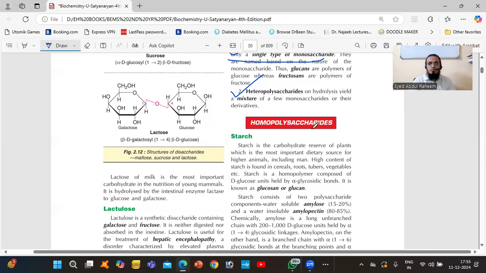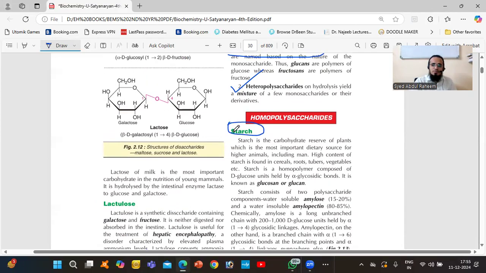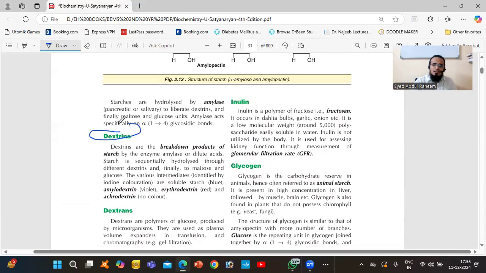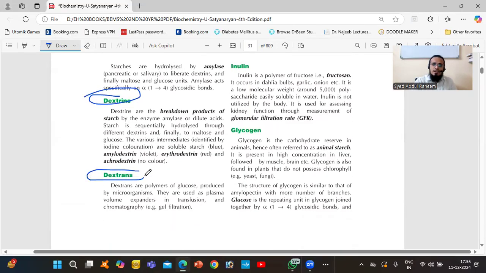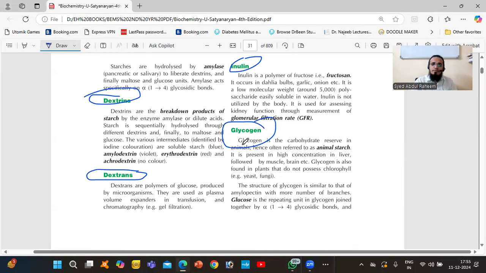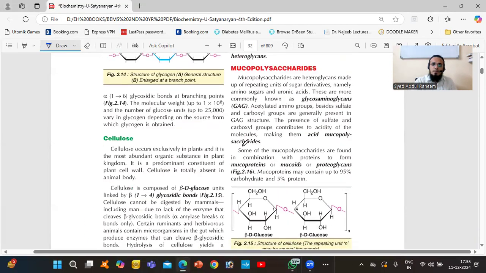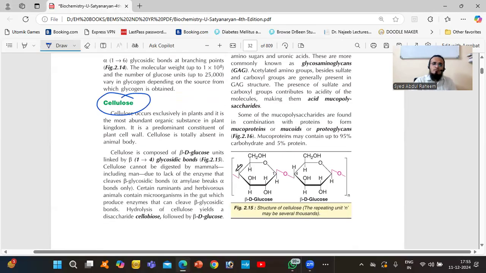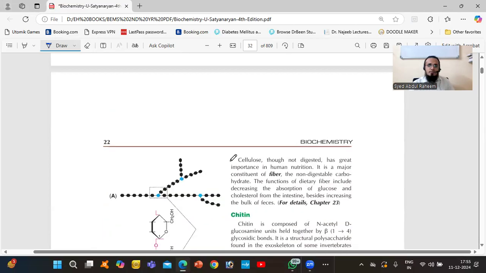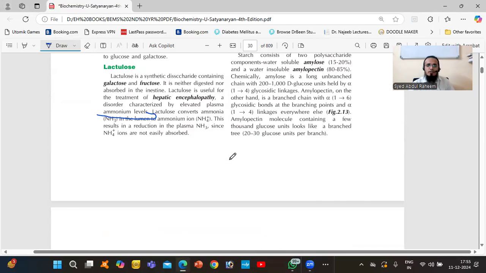So here we have examples of homopolysaccharides. In the homopolysaccharides, we have starch, and next we have dextrins, dextrans, inulin, glycogen, and cellulose. All these are derivatives of homopolysaccharides. We will discuss them one by one.